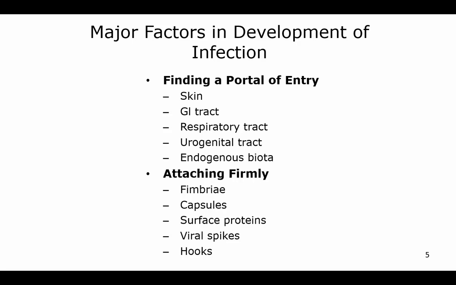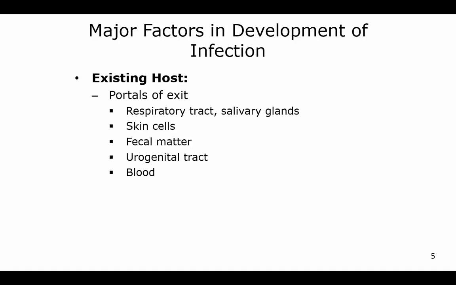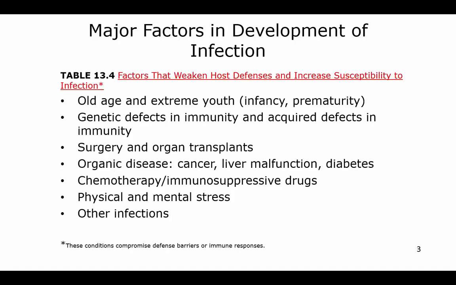All right, so what are some factors for developing infection? Well, number one, the microbe has got to find a portal of entry. Okay? Number two, they've got to be able to attach. Number three, they've got to be able to survive the host's defenses. And number four, they're going to cause damage and disease. And we're going to go into a lot more detail about each of those, and that's why I was just hitting the high spots. Okay? And then last but not least, if a microbe enters, one must also be able to exit.